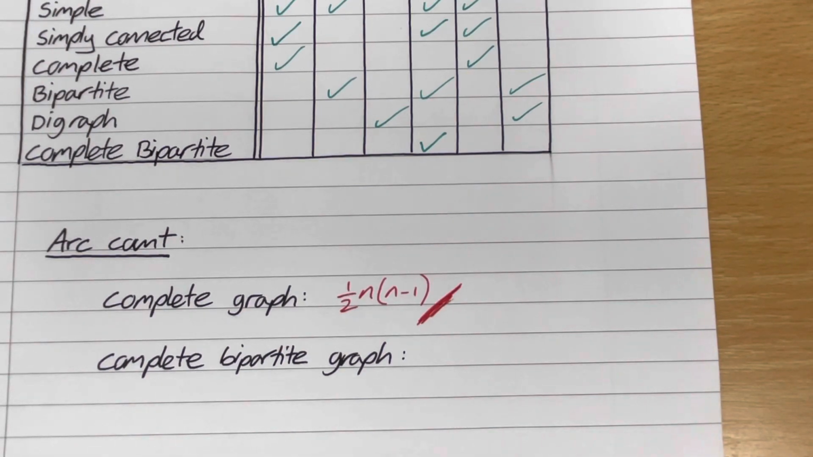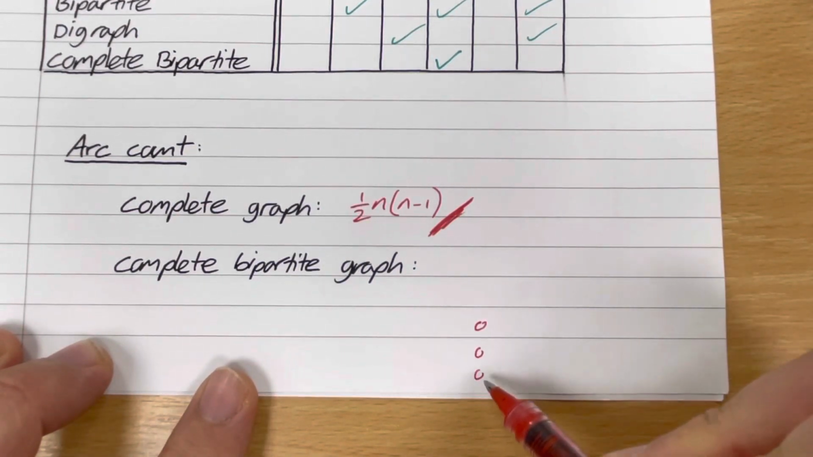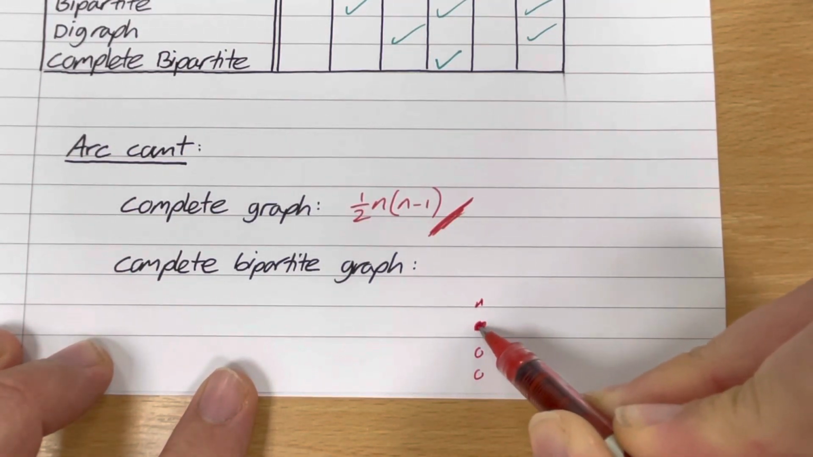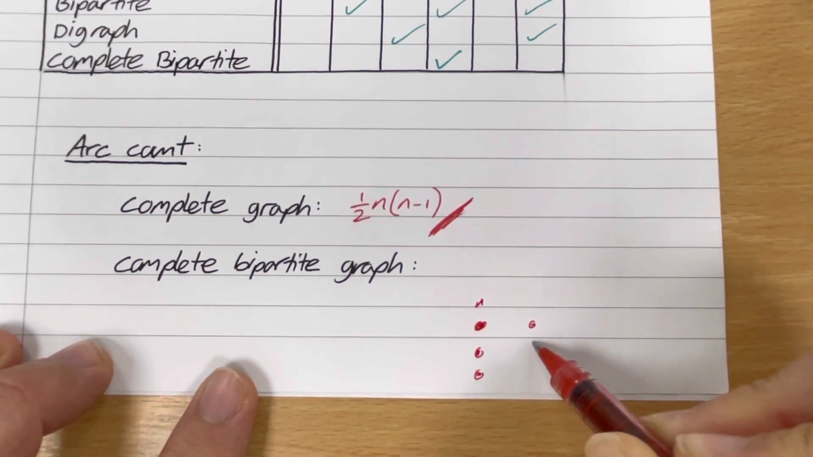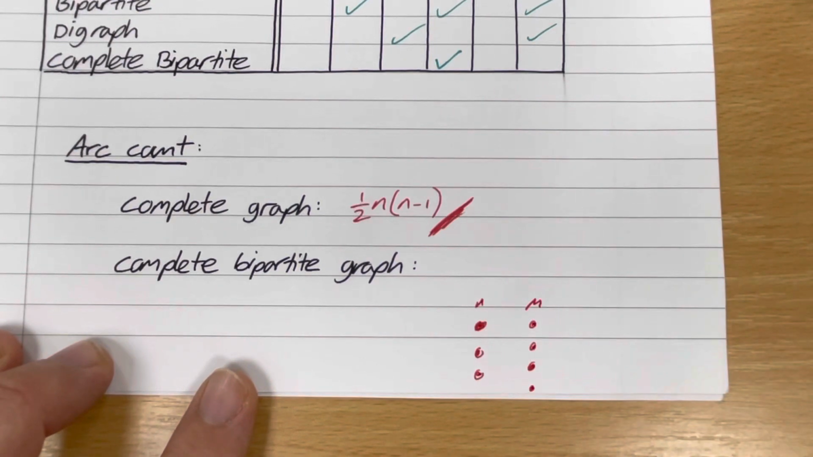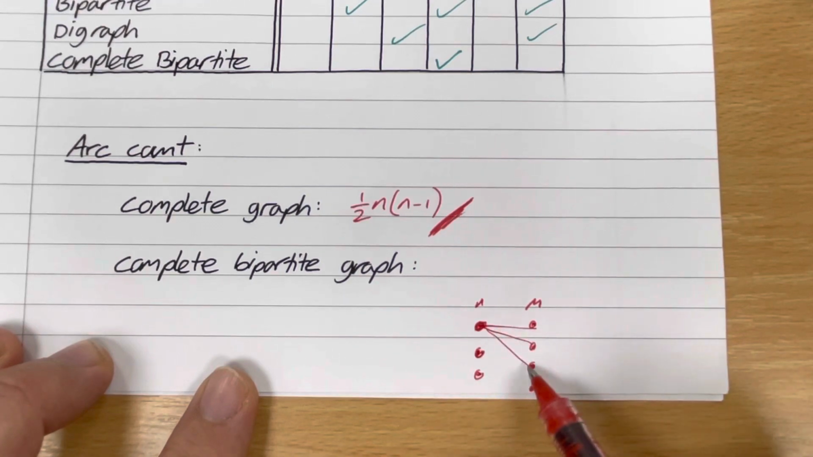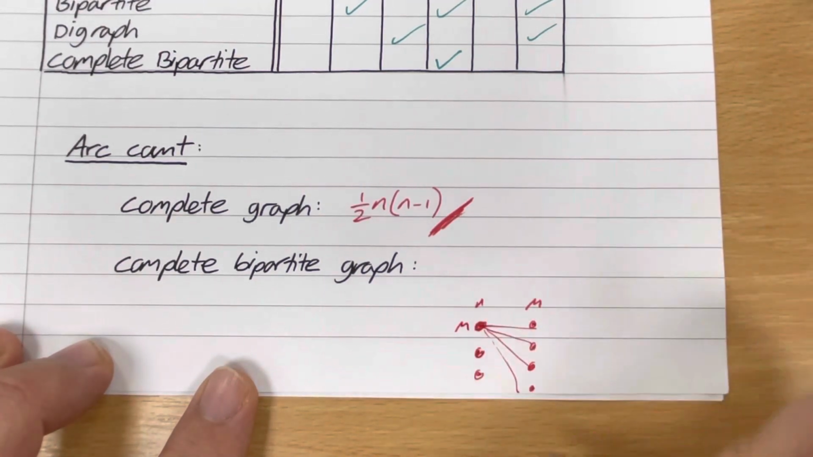And then the complete bipartite graph, this one's going to have 1, 2, 3, I don't know, n nodes in one group, and then in the other group, it's got m nodes. If I consider this node in the left-hand group, it's going to have 1, 2, 3, 4. It's going to have m arcs on it.